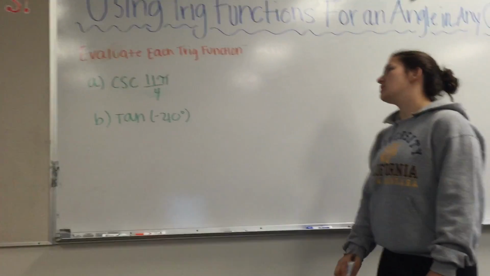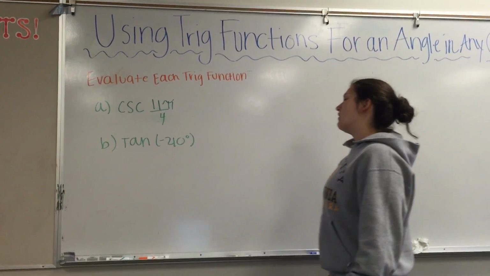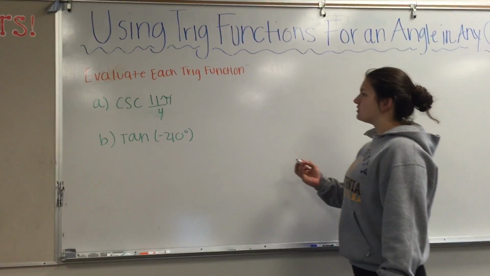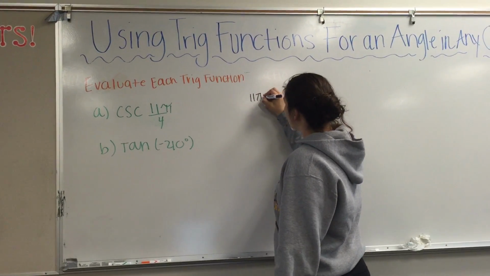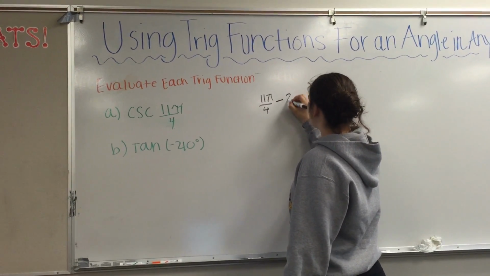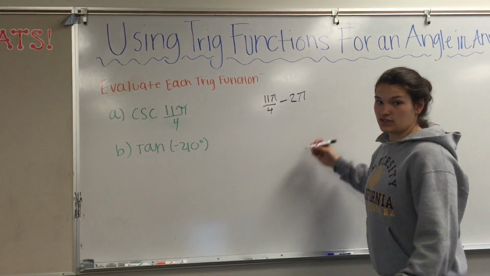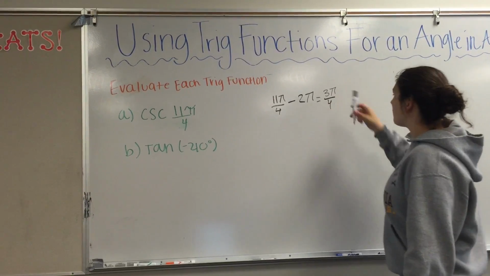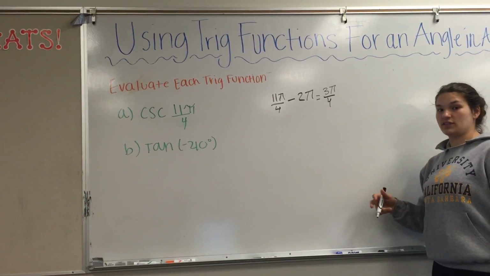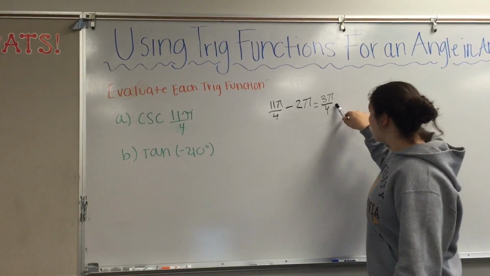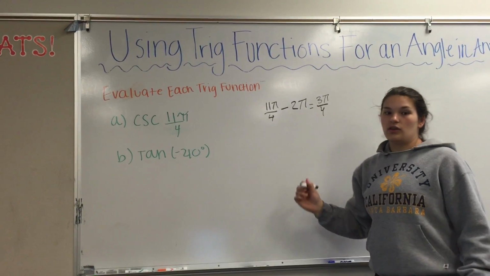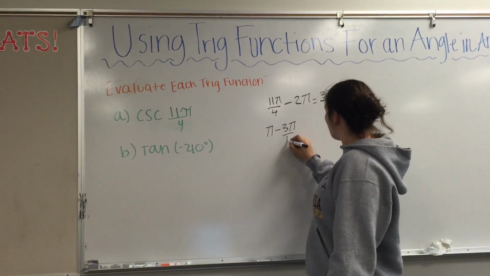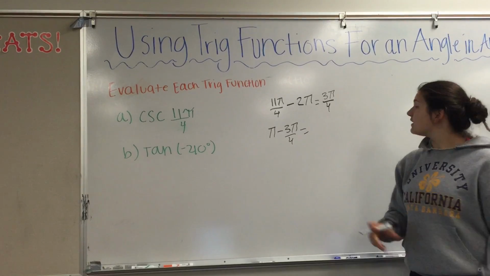Now we are evaluating each trig function. We're going to start with A. First, to find the cosecant of 11 pi over 4, you must find the coterminal angle. To do that, you would take 11 pi over 4 and subtract 2 pi, which is equivalent to 360, and you're going to get 3 pi over 4. Now that you have the coterminal angle, you have to find the reference angle. And to do that, since 3 pi over 4 is in the second quadrant, you're going to subtract 3 pi over 4 from pi, and that equals pi over 4.